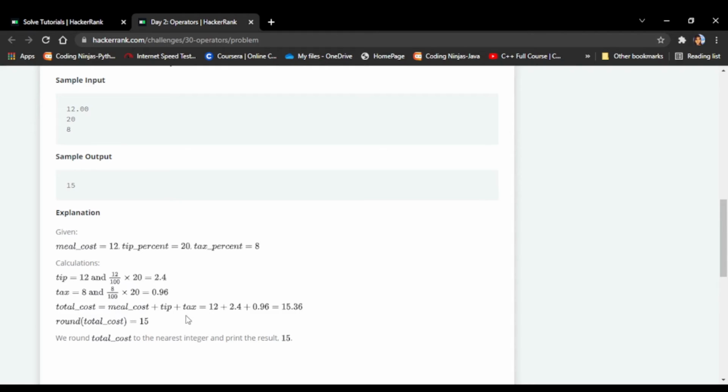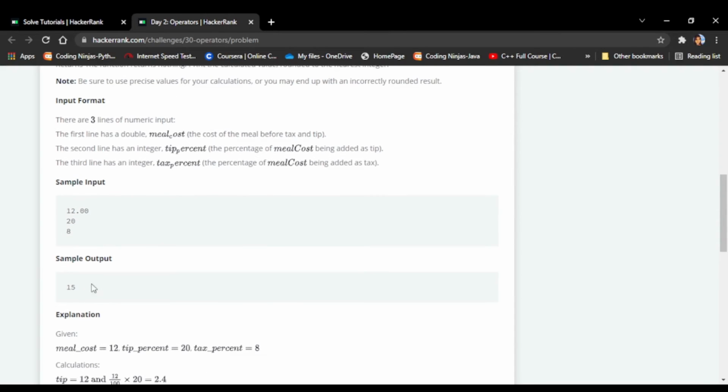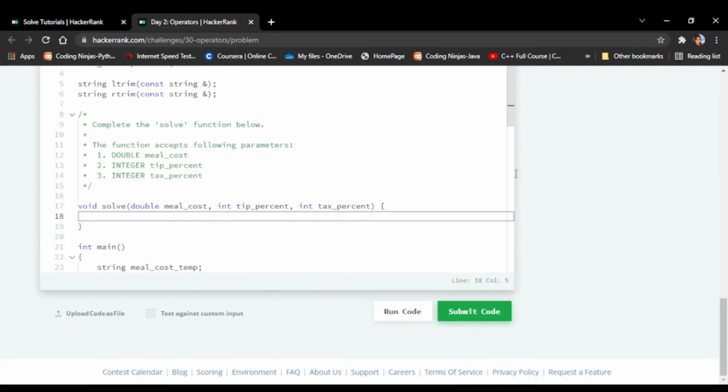Total cost equals meal cost plus tip plus tax. So adding these 3, we are getting the output 15.36, which is in decimal. It is a double type value. So we have to round this off by using the round function. Round the total cost equals 15 and the result will be 15 as here. So we have to do this.